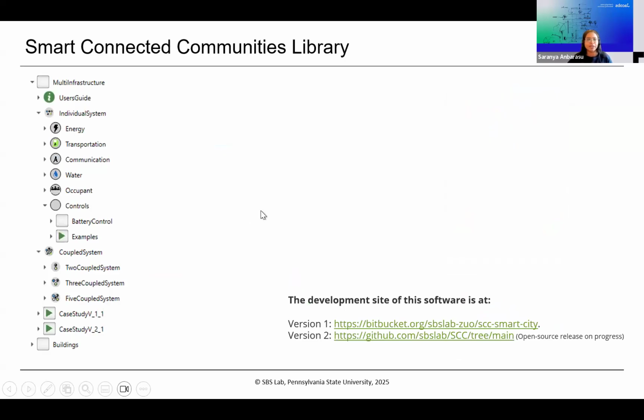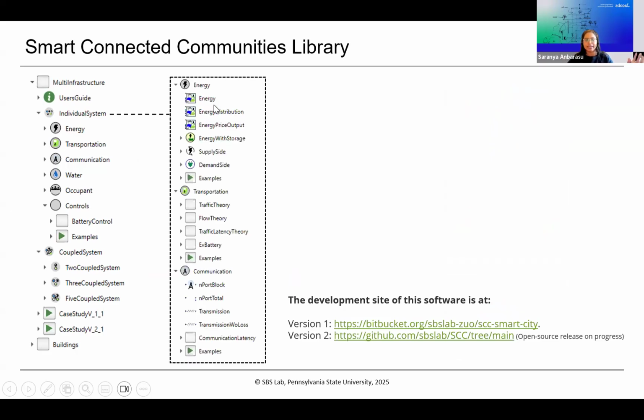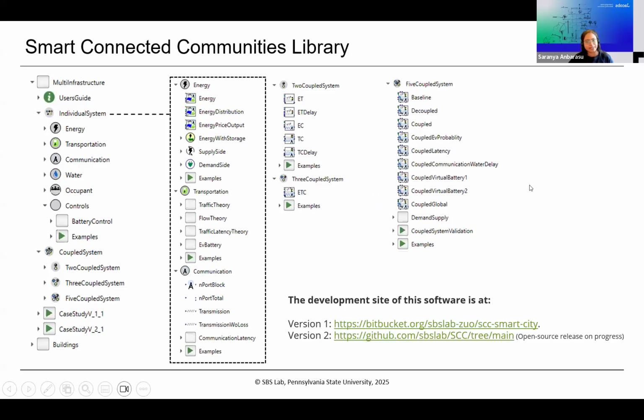So overall, with all these individual infrastructure systems that you see here, energy, transportation, and communication, with all their interdependencies and traffic theories, everything is put together as a smart communities library. That can be found on these development sites, versions 1 and 2. Version 2, we are soon to do an open source release; final cleanup is happening. We also have coupled systems listed in these libraries. So we have standalone models for energy and transportation, three coupled systems, and five coupled systems. Some case studies are also available.